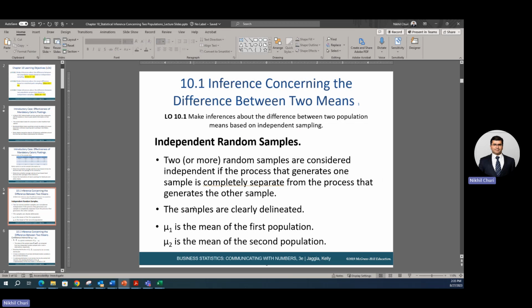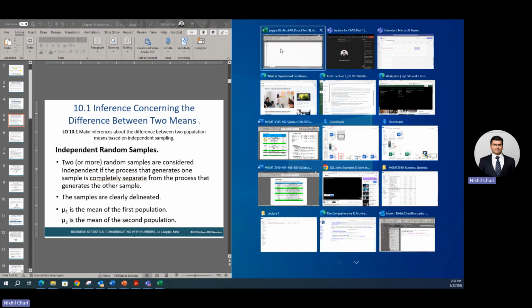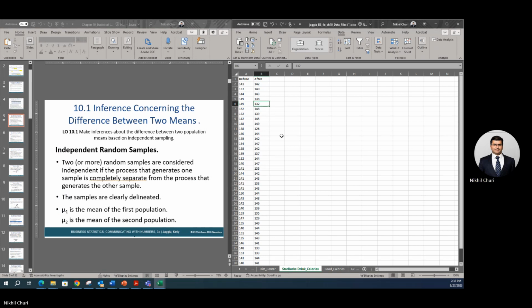The samples are clearly delineated, meaning there is no collinear relation. It's completely independent. Suppose mu1 is the mean of the first population and mu2 is the mean of the second population. The challenge here is that mu1 and mu2 can only be assumed. We can't completely calculate them, because the population is everything. Maybe this data was collected on one day only, but the store is going to continue selling drinks forever, and the information cannot be collected for each and every customer. So, as a random sample, 40 different customers before and after were considered.